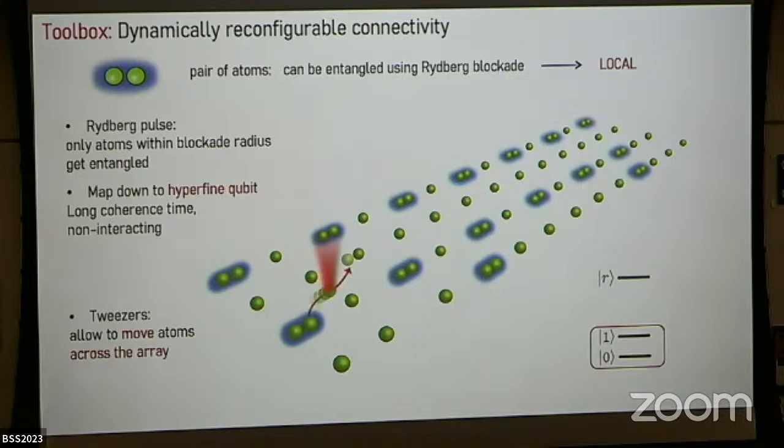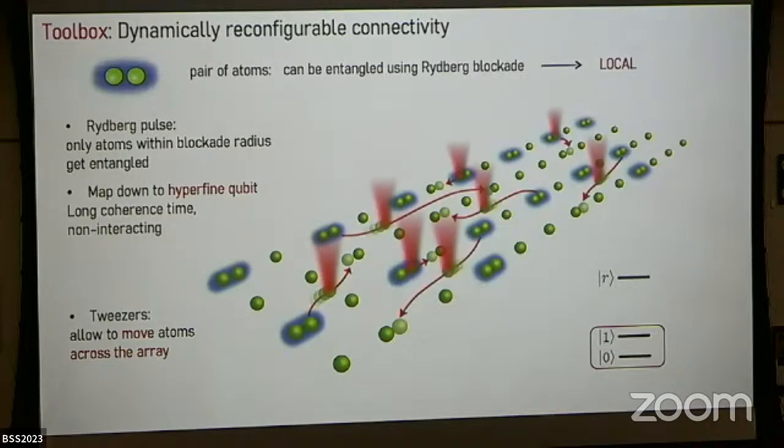Up to this point, we only used the movable tweezers to rearrange the atoms at the beginning of everything, to initialize them in a certain array that we wanted to use. In this case, we move the atoms in between our quantum circuits, right? We do an entangling operation and then we move the atoms. And we can do this in parallel over many atoms at the same time. So you do an entangling gate, you map down to the hyperfine qubit, and then you start moving your atoms.